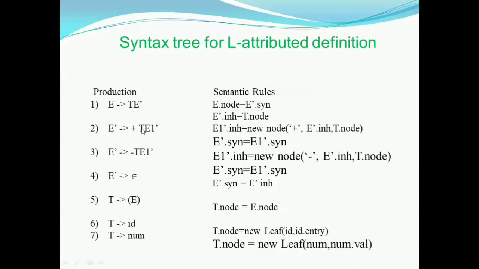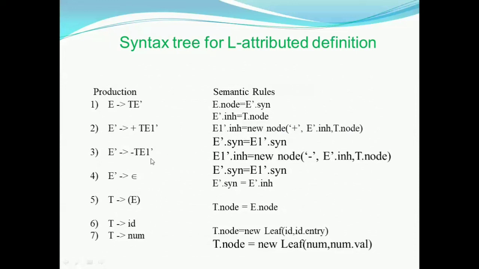You must have a value of E1 that you are going to get. One is you are going to get directly from T dot node. The other one is the inherited attribute value you are going to get. So that once you get evaluated, then this becomes the E dash dot inherited value, because it becomes a value to the next level, because you can replace this E once again by either minus TE or plus TE. Once again, this becomes an inherited attribute.